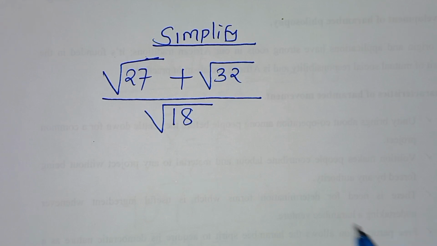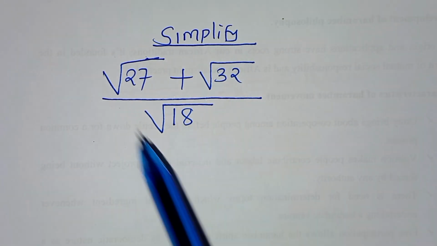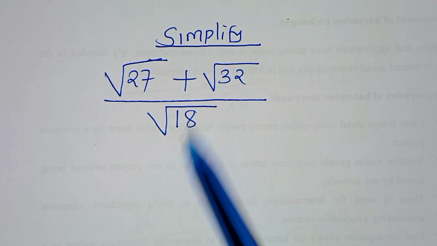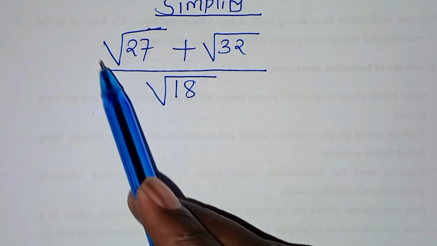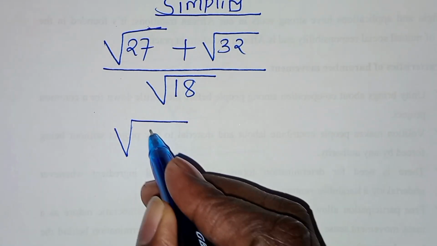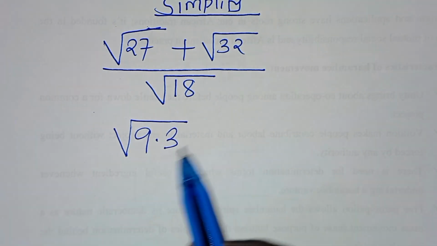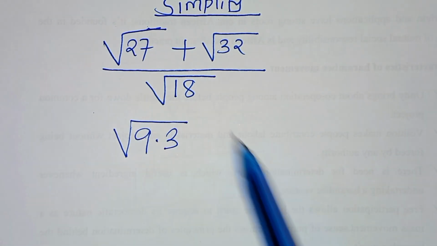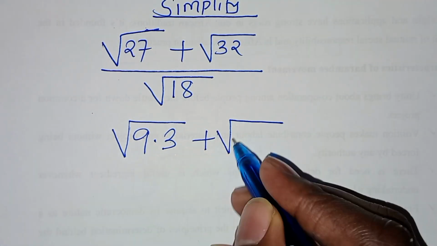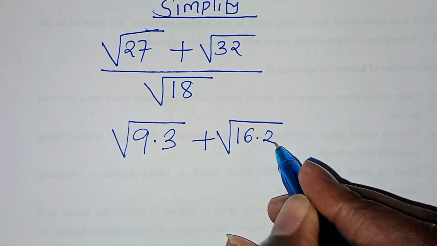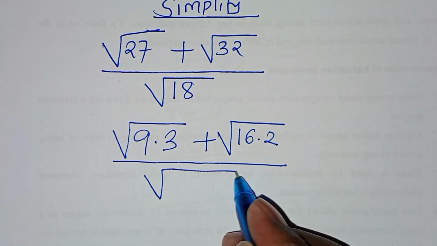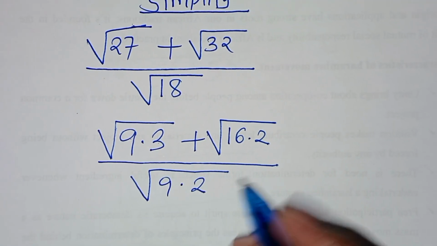How to simplify this math problem without a calculator? We have the square root of 27 plus square root of 32 divided by square root of 18. So we can express the square root of 27 as the square root of 9 times 3, which is the same thing as 27. Then plus the square root of 32, which can be expressed as 16 times 2. Then divided by the square root of 18, which we can express as 9 times 2.